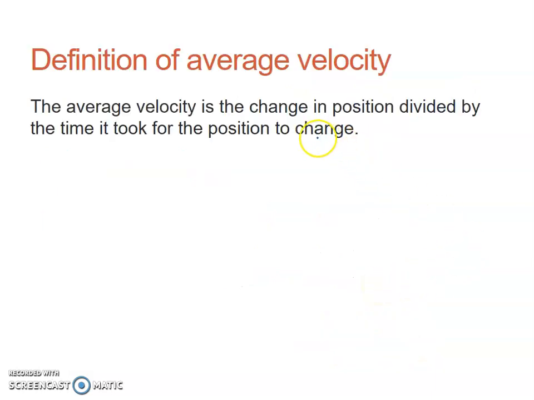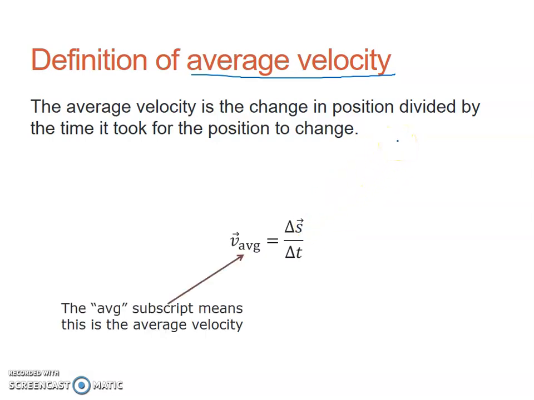What you really need to do is find the average velocity. The average velocity is the change in position divided by the time it took for that position to change. So V average, and in this case we are talking about velocity with a direction, is the change in position, which is represented by S in this particular equation. This is actually something we call displacement, but we'll get to that in a few moments. The average means it's the average. We're going to talk about what average is in a few moments.